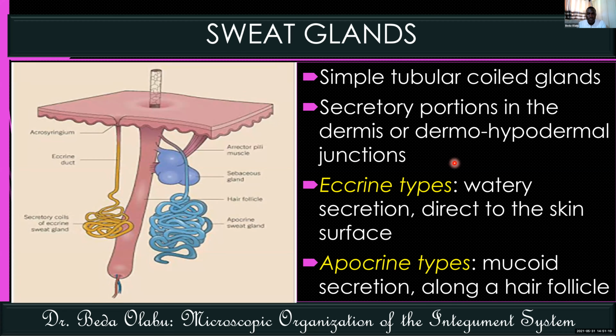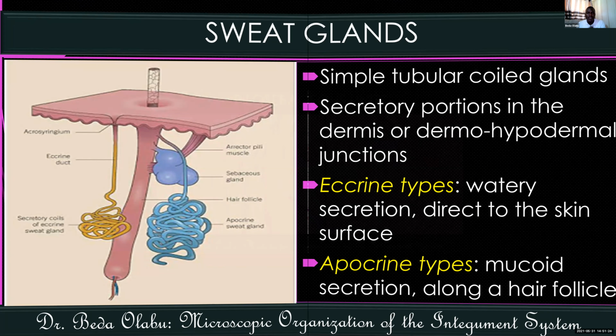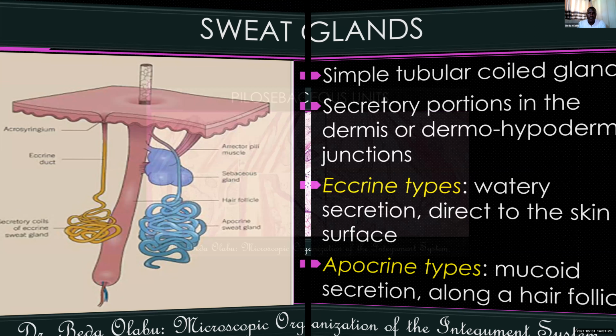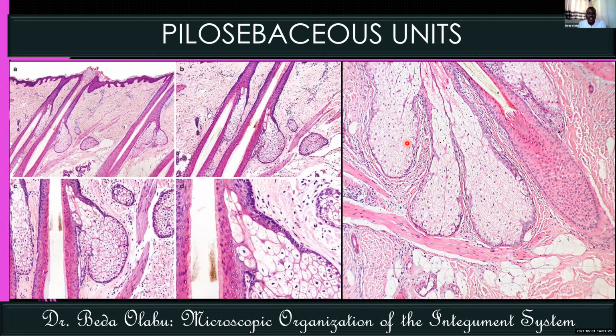So apart from sweat glands, we also have the sebaceous glands. The sebaceous glands exist as a unit. The unit is known as the pilosebaceous unit. Pilosebaceous unit consists of 3 components. We have the sebaceous glands. These are the sebaceous glands.